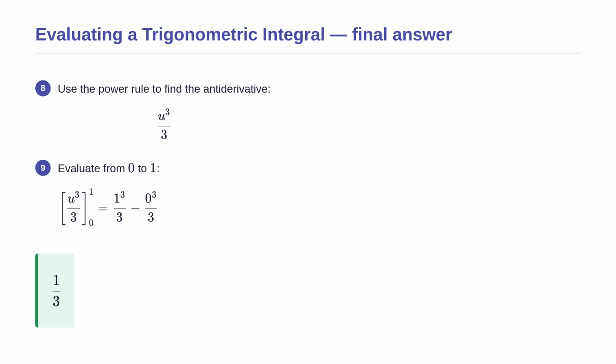We plug in the upper limit of 1 to get 1/3 and subtract the result of plugging in the lower limit of 0. The arithmetic is very straightforward. The final answer is 1/3. This means the total area under our original trigonometric curve is exactly 1/3 of a square unit.